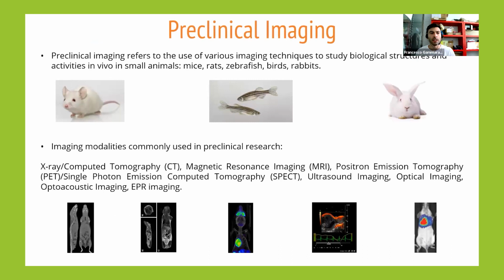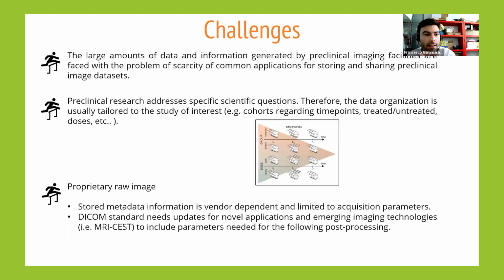So preclinical imaging refers to the use of different types of imaging techniques to study biological structures and activities in small animals, such as mice, rats, zebrafish, and so on. And the imaging techniques that are commonly used in preclinical research are CT, MRI, and so on. So it's clear that preclinical centers generate a large amount of data and information, but there are not many common applications for storing and sharing preclinical imaging datasets.